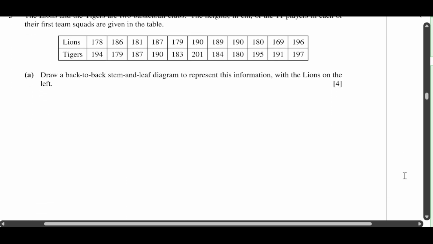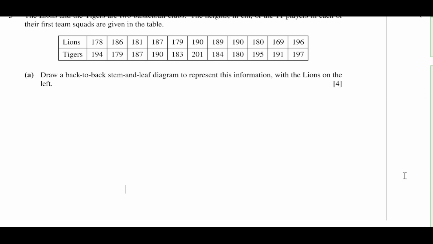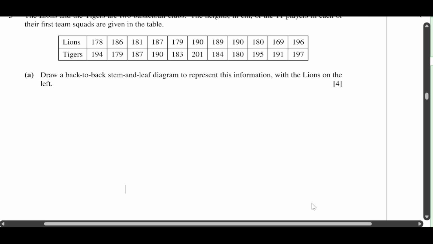Now third question. The Lions and the Tigers are two basketball clubs. The height in centimeters of the 11 players in each of their first team squads are given in the table. Lions is given, Tigers is given. Draw the back-to-back stem and leaf diagram to represent this information with the Lions on the left. So Lions I have to show on the left, and I have to draw the stem and leaf diagram. Okay, so let us start.